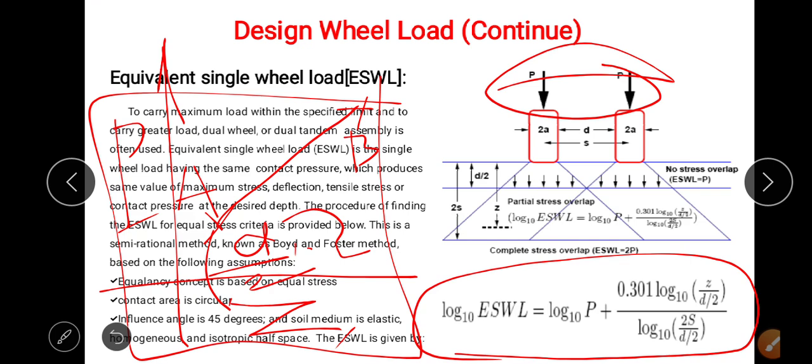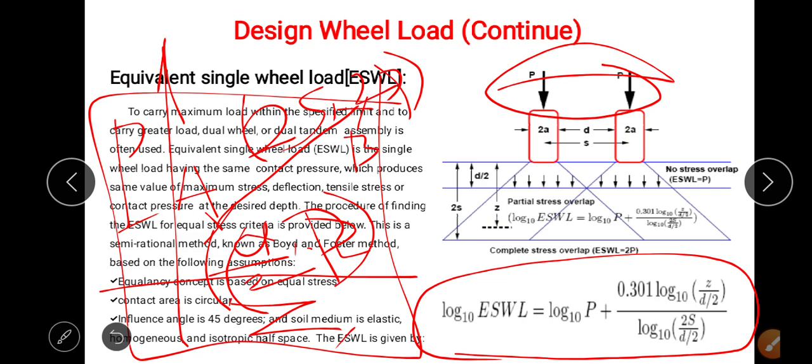d by 2, P, first P. d by 2P, and here it is 2P, 2s. 2s and 2P. Okay? With respect to load, it is considered as both 2P. 2s is the distance.